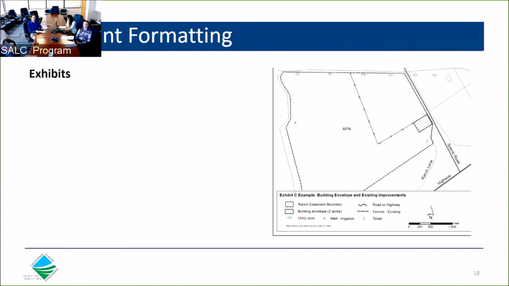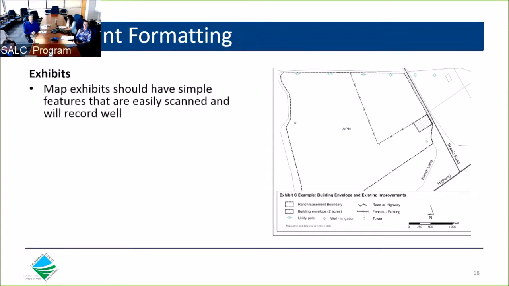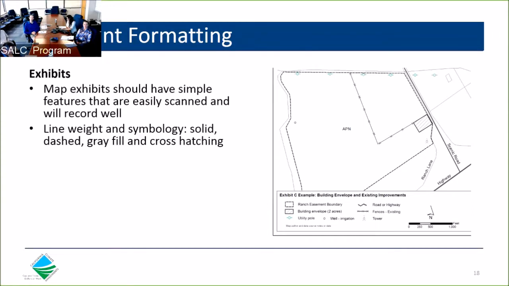Map exhibits included in your easement should be readable in black and white. They should have simple features that are easy to scan as well as record. Be sure to use various line weights and symbology to show contrast between features. For example, solid and dash lines or polygons with gray fill and cross-hatching. Shaded polygons can be used to call attention to natural features on the landscape, public lands, adjacent easements, or other areas. All maps should include the easement boundary and key features such as APNs, creeks, roads, water infrastructure, and jurisdictional boundaries.